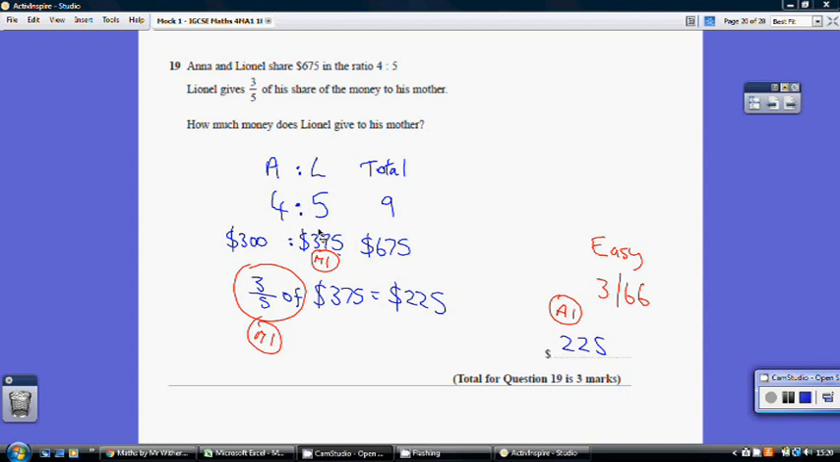So Lionel gets $375 in total. Now, of this, he gives 3/5 to his mother. So we've got to work out 3/5 of 375. Using the fractions button on your calculator, about 4 down on the left-hand side, I think, the little rectangle divided by the little rectangle. Put 3 in the top rectangle, 5 in the bottom rectangle, then multiply this by 375, and that gives us $225.